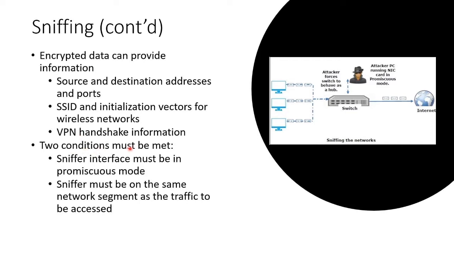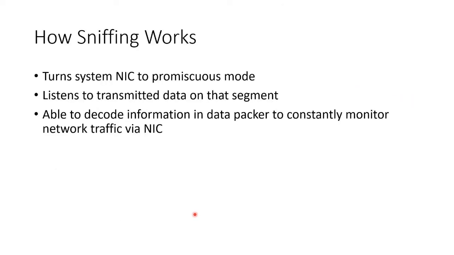For sniffing to work, you need to meet two conditions. Your sniffer is software or a dedicated hardware device that has a network interface that is in what we call promiscuous mode. Promiscuous means it is willing to pick up traffic destined for anybody, not just itself. The sniffer must be on the same network segment as the traffic in order to actually sniff that traffic. Now, we have to have a system or an application that turns our network interface card into promiscuous mode.